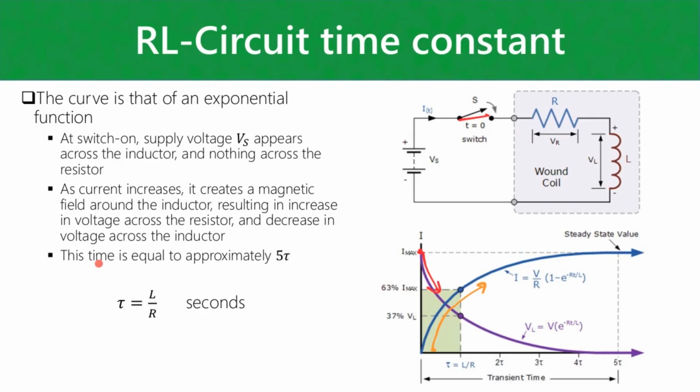Right, so again, we have this whole concept of time constant. And again, the circuit is considered to be at steady state once we get to 5 time constants. And the time constant for an RL circuit is then defined as the inductance divided by the resistance. Again, note the unit here is in seconds.